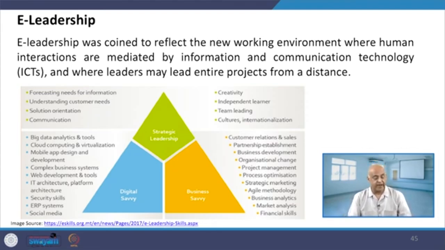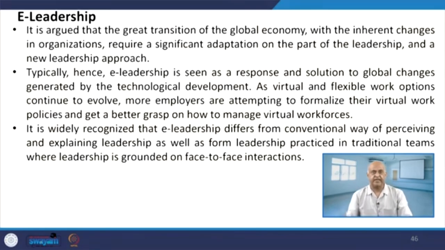So what is required? For the purpose of digital forecasting, the need for information, understanding the customer needs, solution orientation and communication have to be there. While in the case of business savvy, it is creativity, interdependence, team building and cultural implementation that become very, very important for e-leadership.